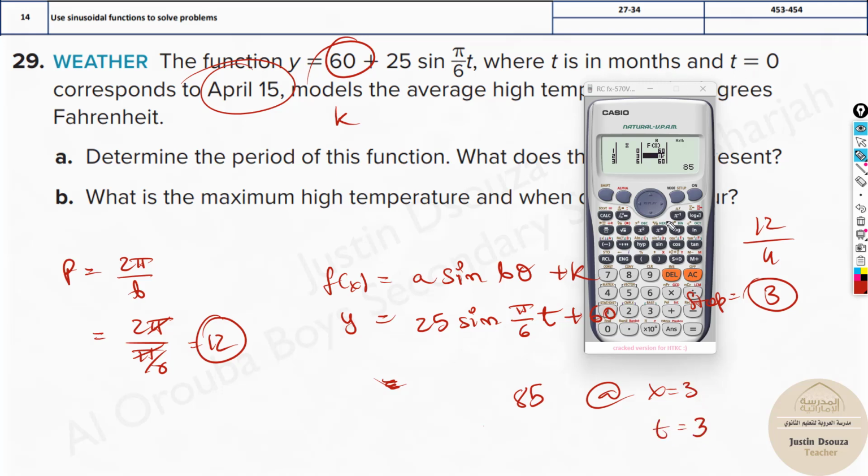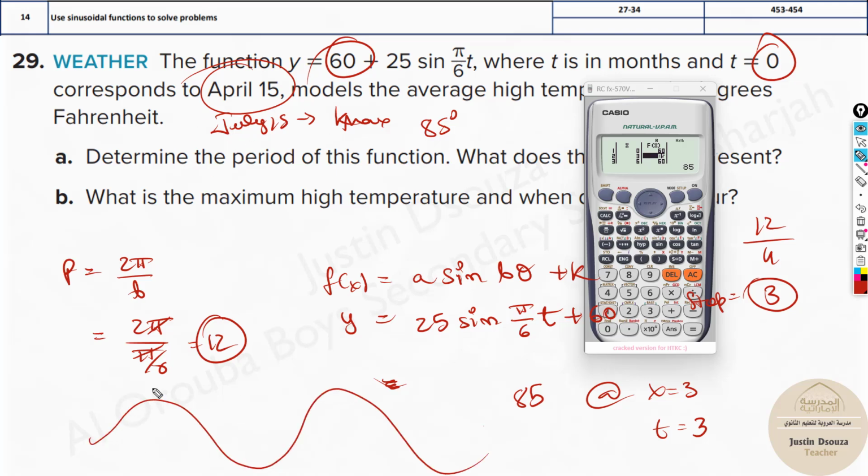Over here, time is in months. So, after 3 months from the initial, at 0, we have 60 degrees. That is in April 15th. After 3 months, that is April, May, June, July. July 15th, you will have the maximum of 85 degrees. Then it will fall down, again it will come up, again the maximum repeats, because sine graph repeats itself, isn't it? The first maximum we get is in July, after 3 months.